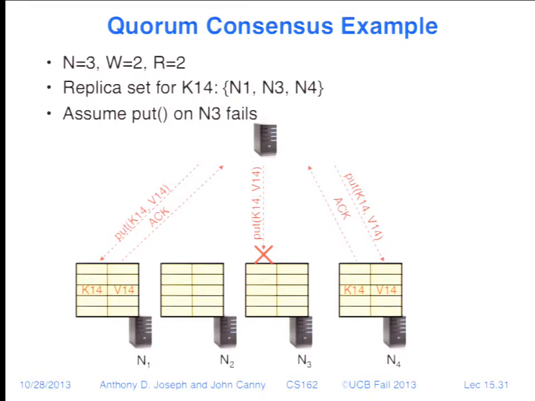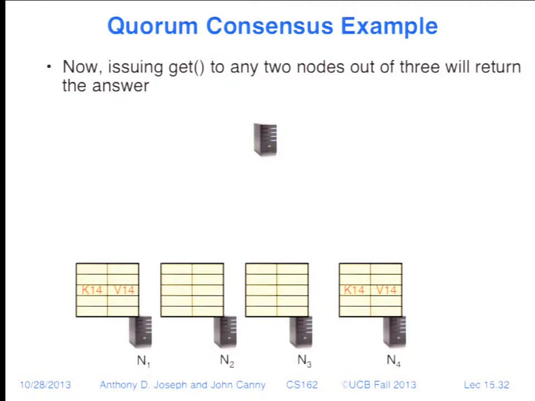Then the other two nodes, though, should acknowledge that the operation succeeded. All right, so now issuing a get. The data is missing from the middle node, but it is on the other two.